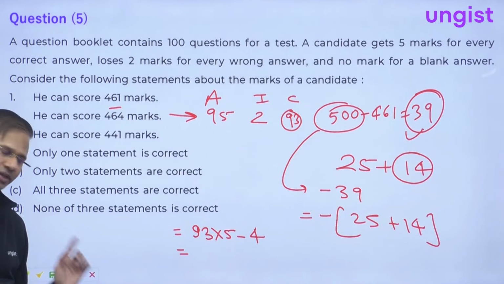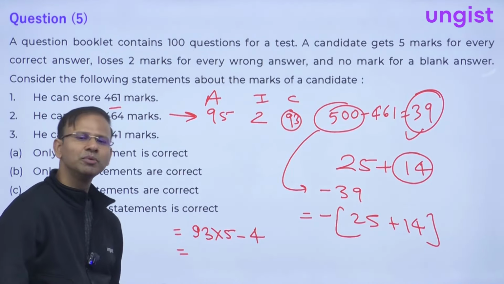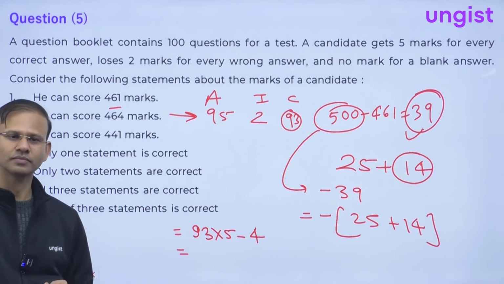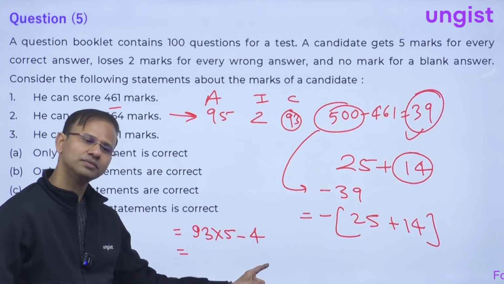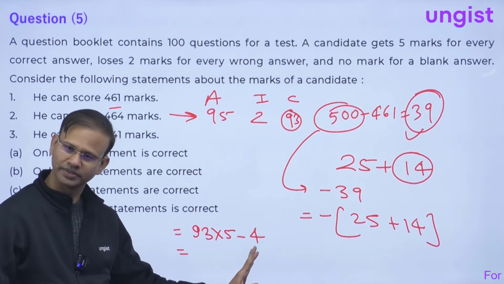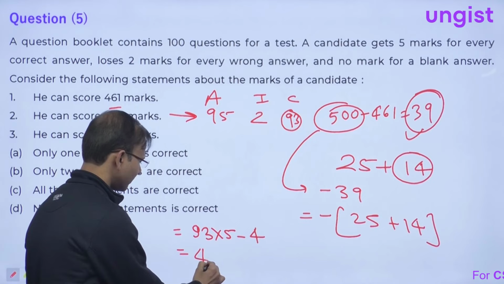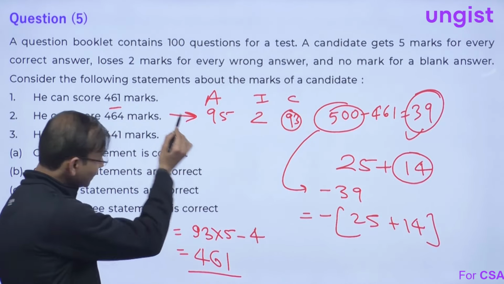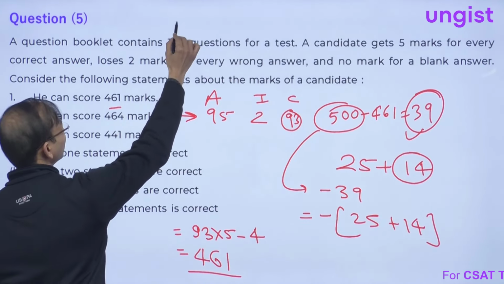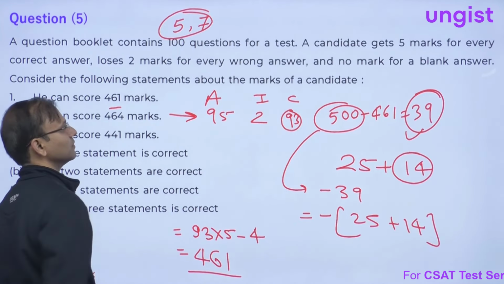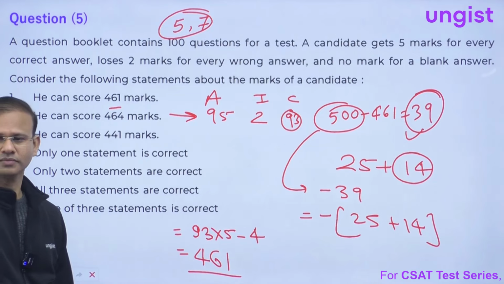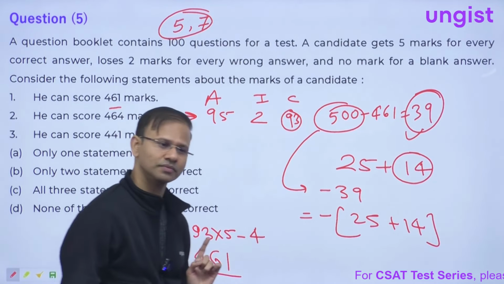Correct, everybody? So 93 into 5 will be what? 465 minus 4, so 465. Okay? So what is the approach for these types of questions? If a score can be represented as a combination of 5 and 7.